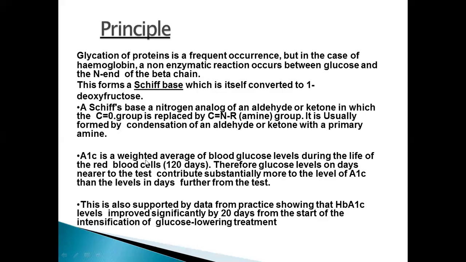HbA1c is a weighted average of blood glucose levels during the life of the red blood cells, about 120 days. Therefore, glucose levels on days nearer to the test contribute more to the level of HbA1c than the levels on days further from the test. This is also supported by practice data showing HbA1c levels improved significantly within 20 days from the start of intensification of glucose lowering treatment.